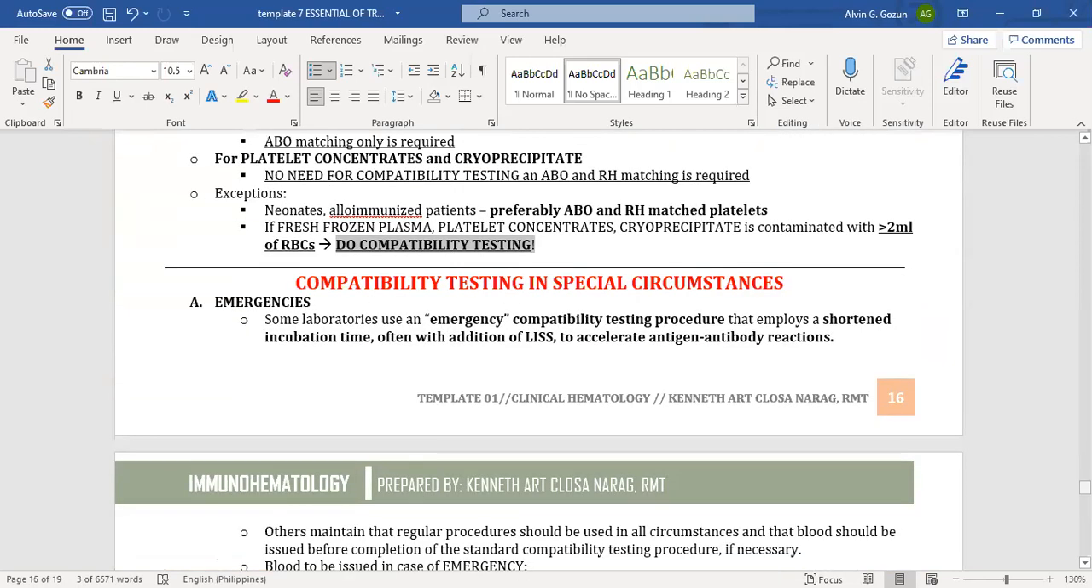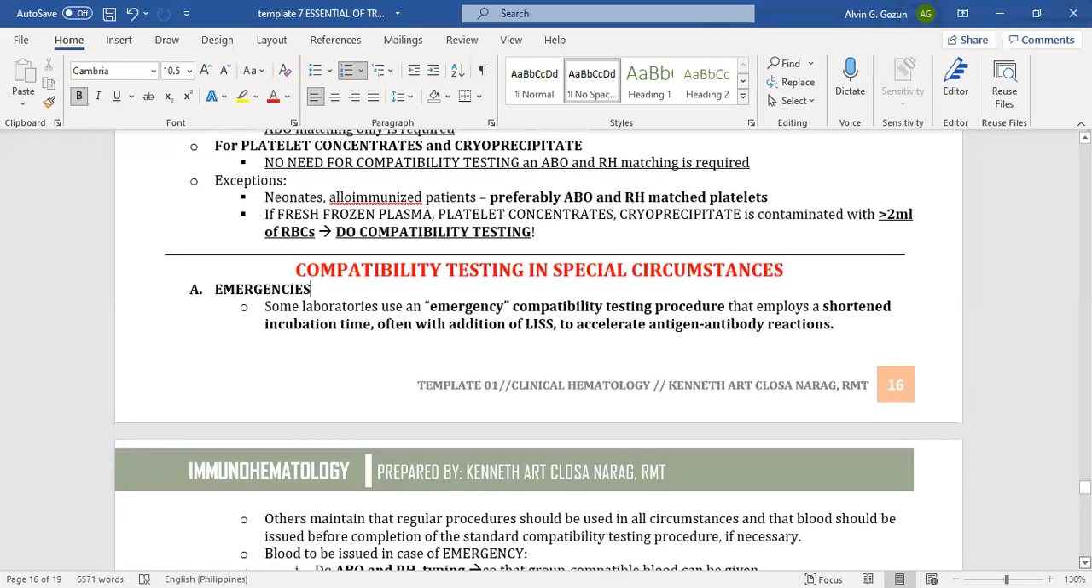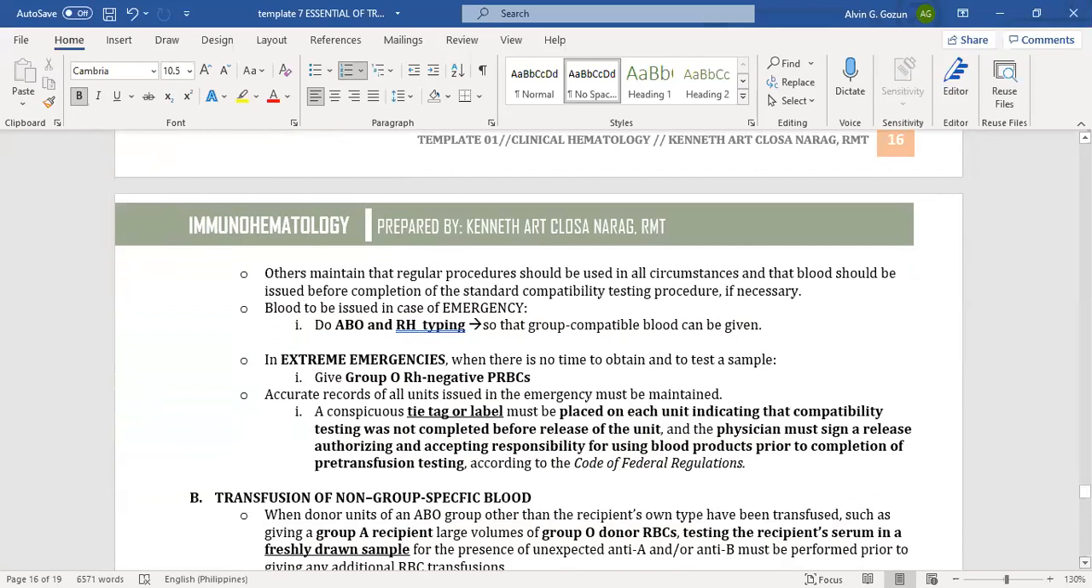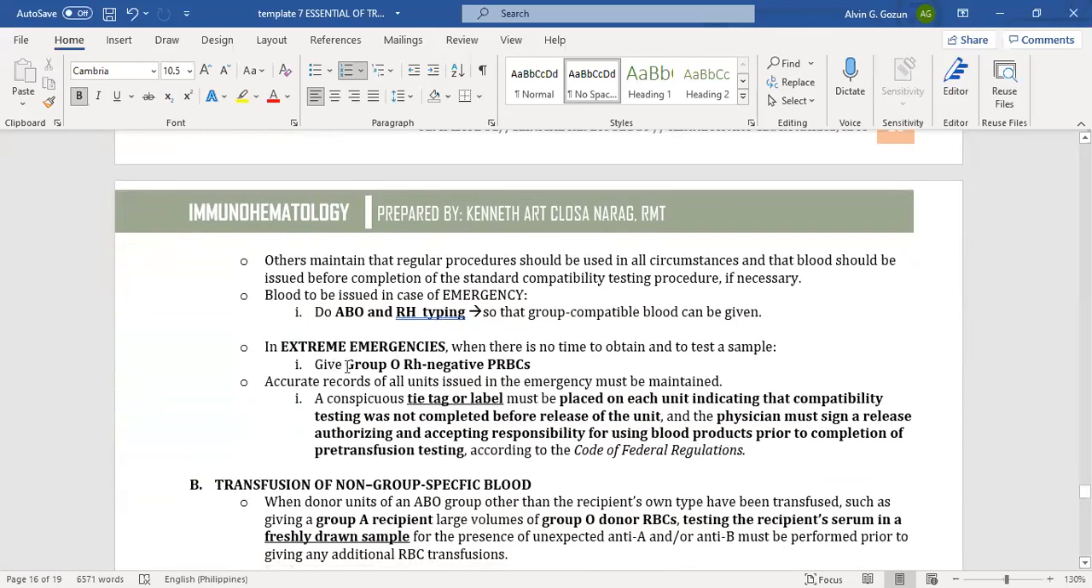Compatibility testing in special circumstances. In emergencies. Guys, sa emergency, ang kailangan lang daw ibigay, ano sa tingin ninyo? Ito lang yung kailangan tandaan, no? Give group O RH negative RBC. Yan lang naman eh. In case of emergency, salpak agad ng group O RH negative RBC. Okay? Next, transfusion of non-group specific blood.